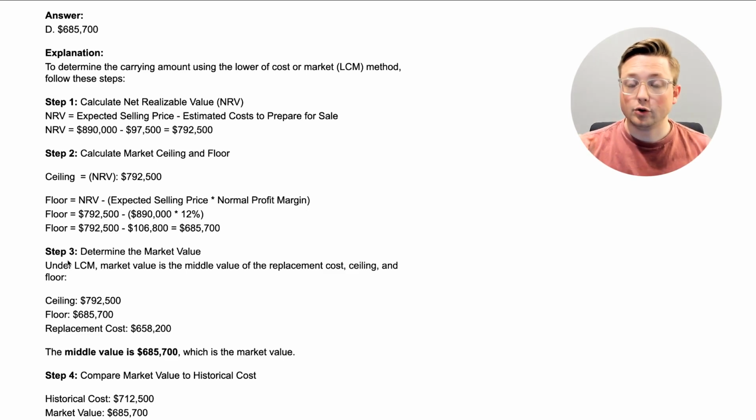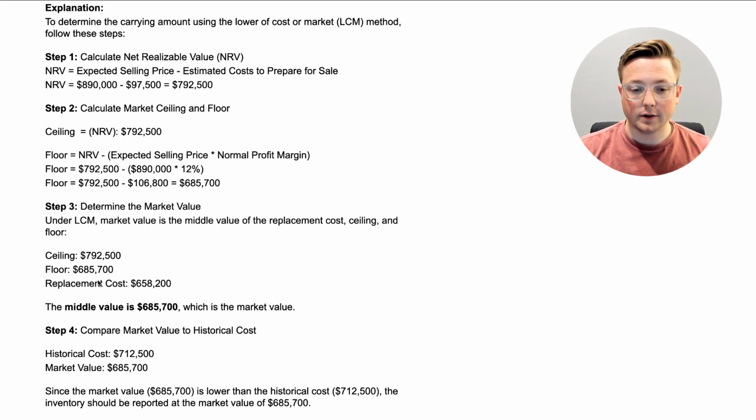Remember, under the market value, you are comparing the 3, and whichever one is in the middle, that is the market value. So let's scroll down here just a little bit so we can see all of it. Okay, the ceiling was $792,500. The floor was $685,700, and the replacement cost was $658,200. So we can tell, and you might have to move this around yourself, put it in this order so you can see which one is greatest and which one is least, so you can see which one's in the middle. The middle value is obviously this floor of $685,700. So that is the market value because that's the middle of the 3.